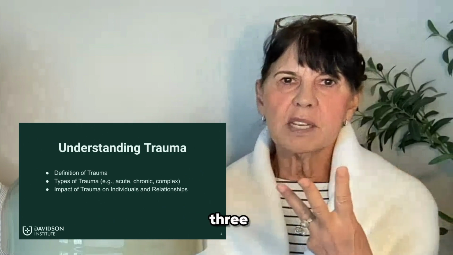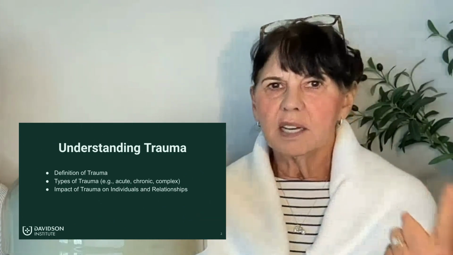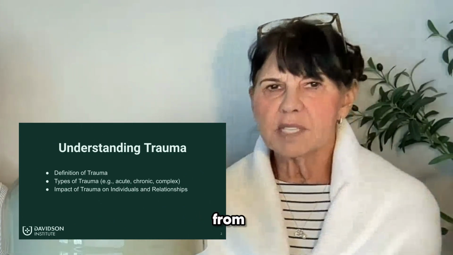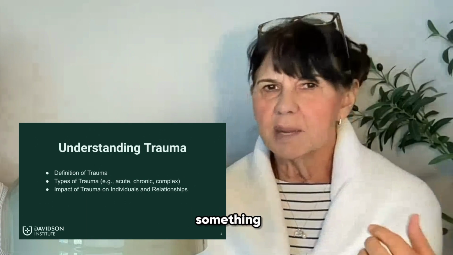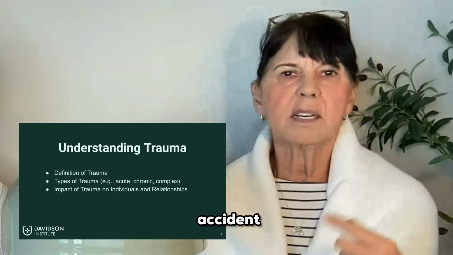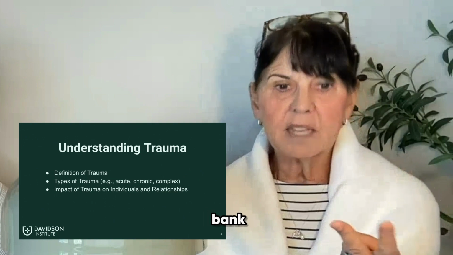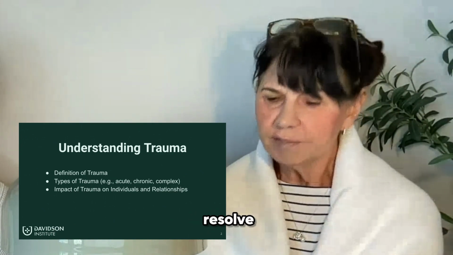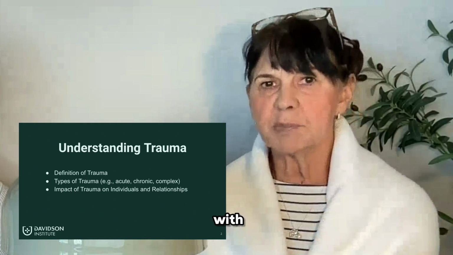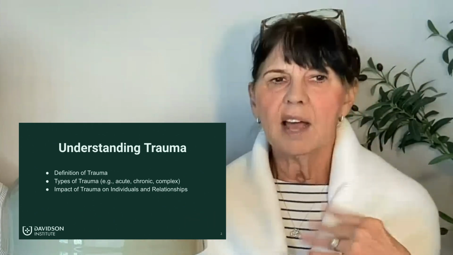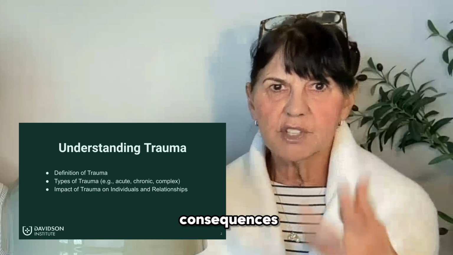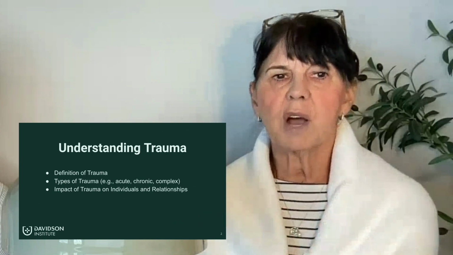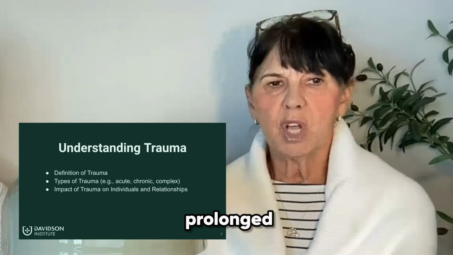There are actually 3 different types of trauma. Acute trauma results from a single incident. So that might be something like a motor vehicle accident, a holdup at a bank, a convenience store, something like that, a one-off that will typically resolve over time, perhaps with some professional help, but will not have long-lasting consequences or sequelae. Chronic trauma is repeated and prolonged.